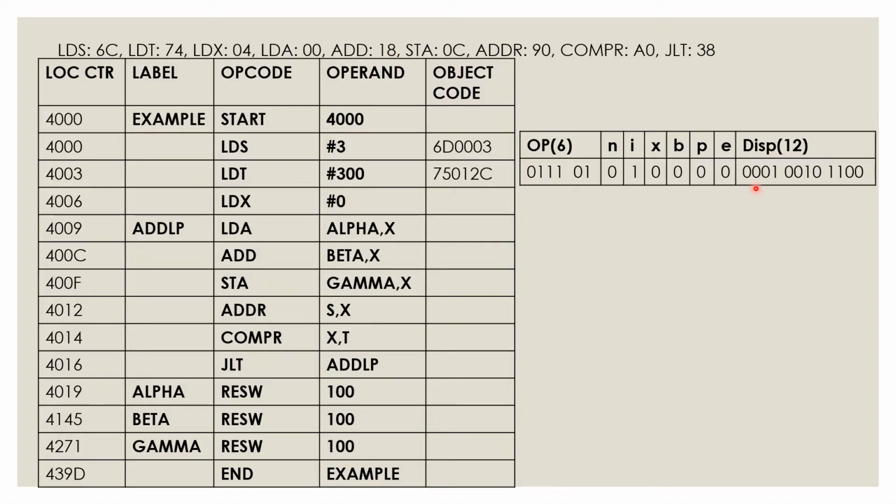The value of 1 is 0001, the value of 2 is 0010, and the value of C is 1100. By grouping the first 4 bits we get the value 7, the next 4 bits 0101 we get the value 5, the next 4 bits 0000 we get 0, the next 4 bits 0001 we get 1, the next 4 bits 0010 we get 2, and the next 4 bits 1100 we get C.